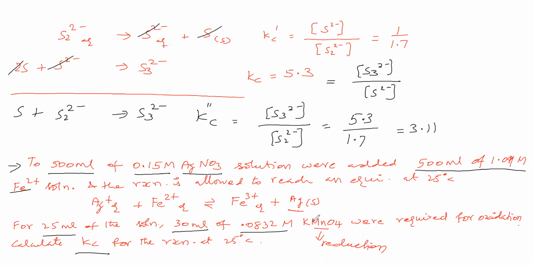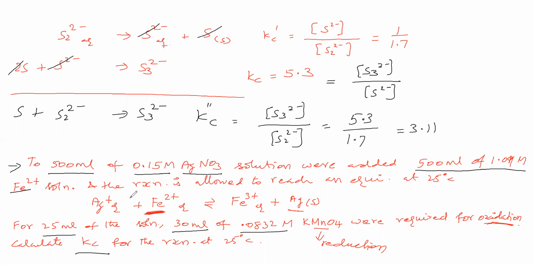They also said potassium permanganate is required for oxidation. So which species will undergo oxidation? Regarding Fe3 plus, it is stable, we said. Fe2 plus can undergo oxidation. Therefore, there is the possibility of reaction between potassium permanganate and ferrous. Then Ag plus we will take. Silver can show +1 oxidation state.